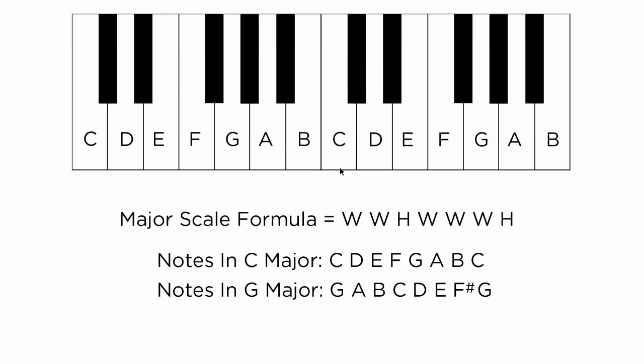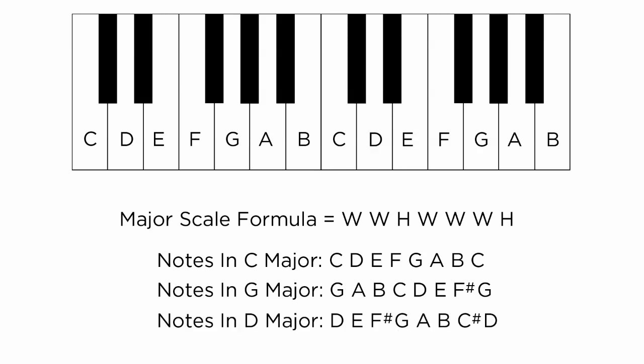and B to C is only a half step, so I'll land on C sharp, and then half step to D. So the notes in D major are D, E, F sharp, G, A, B, C sharp, and D, and how I got F sharp and C sharp is just by starting my major scale formula on D. I had to play those black keys to play the appropriate set of distances.